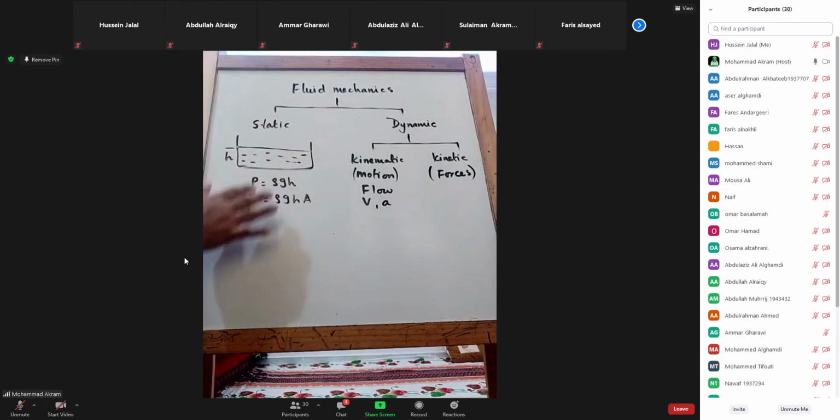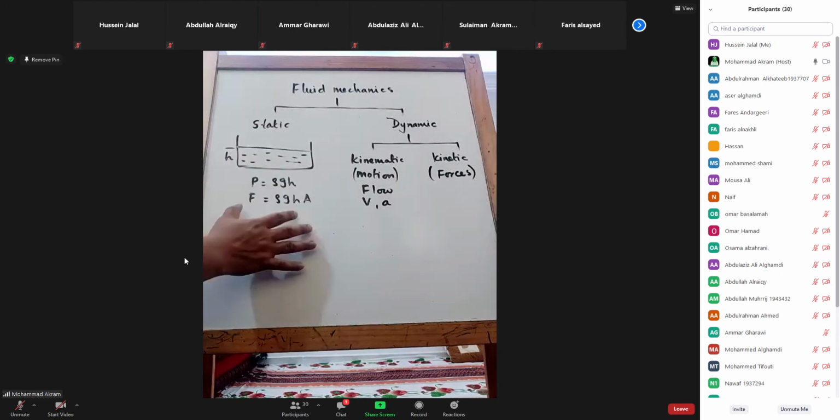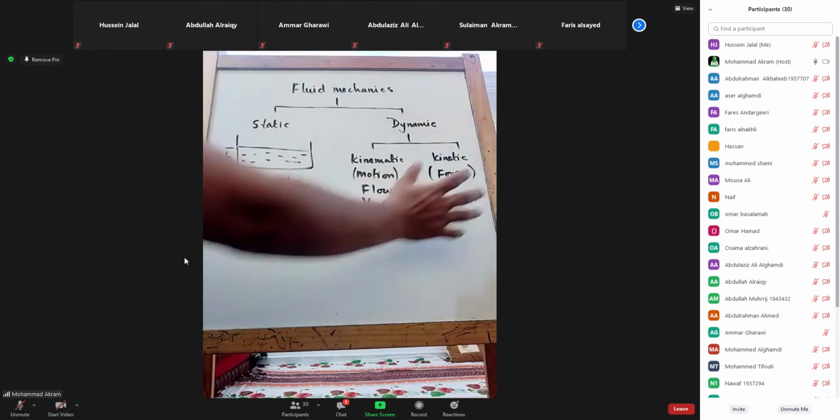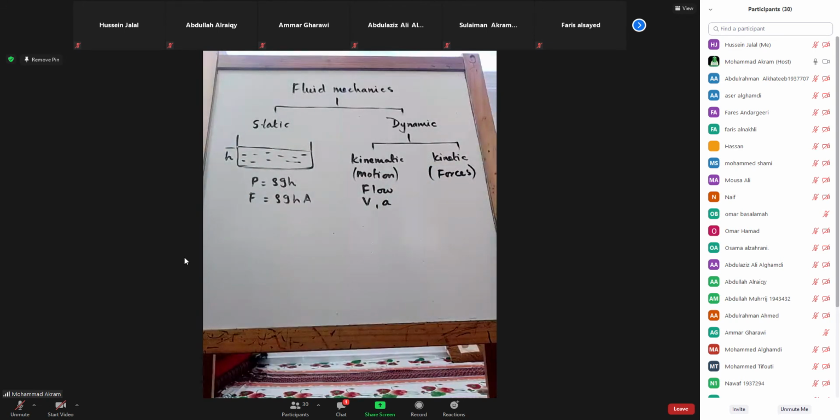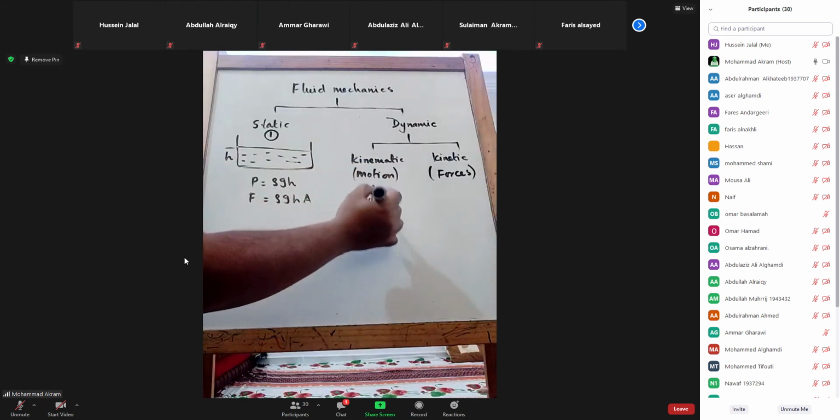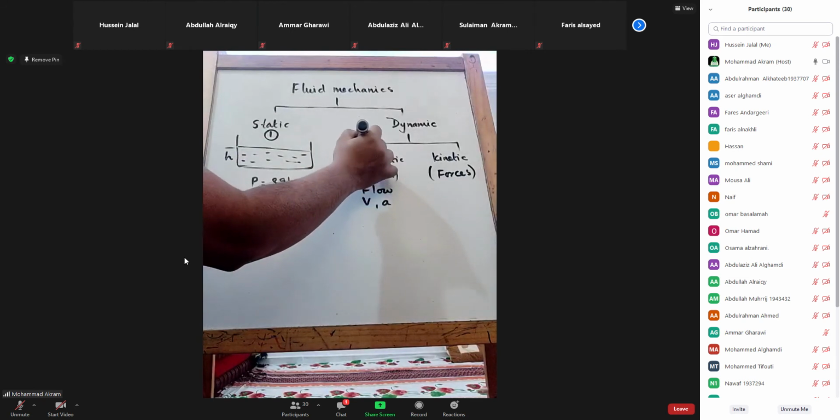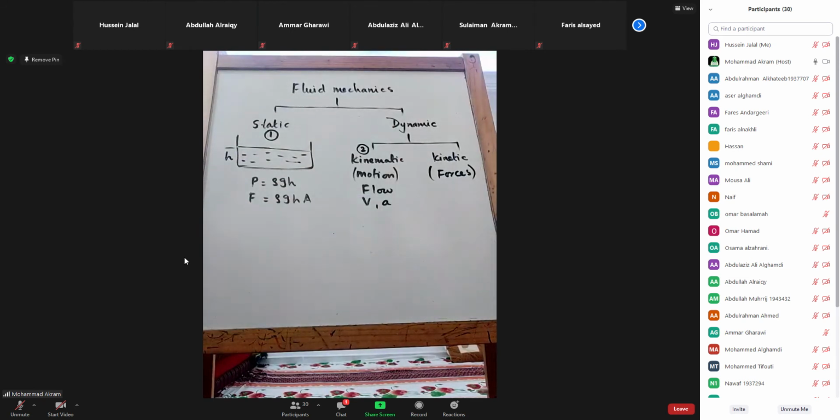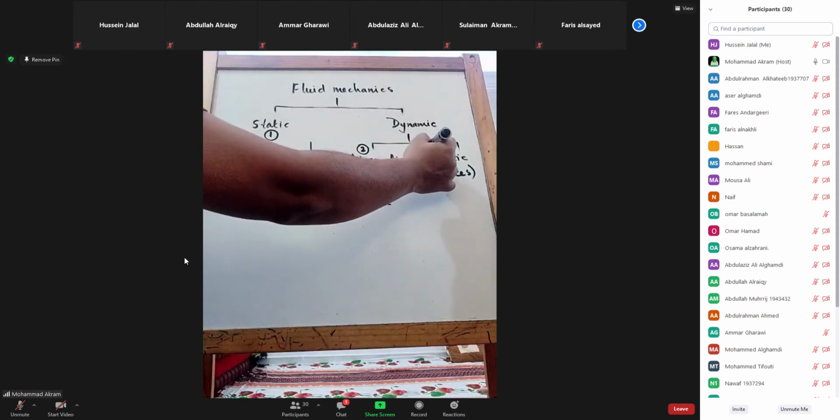So we will call this the hydrostatic force, or the fluid is static. Now kinetics means the forces associated with moving bodies or bodies in motion. Is that clear? So our first chapter was based on this. Now we are going to start our second chapter related to kinematics.